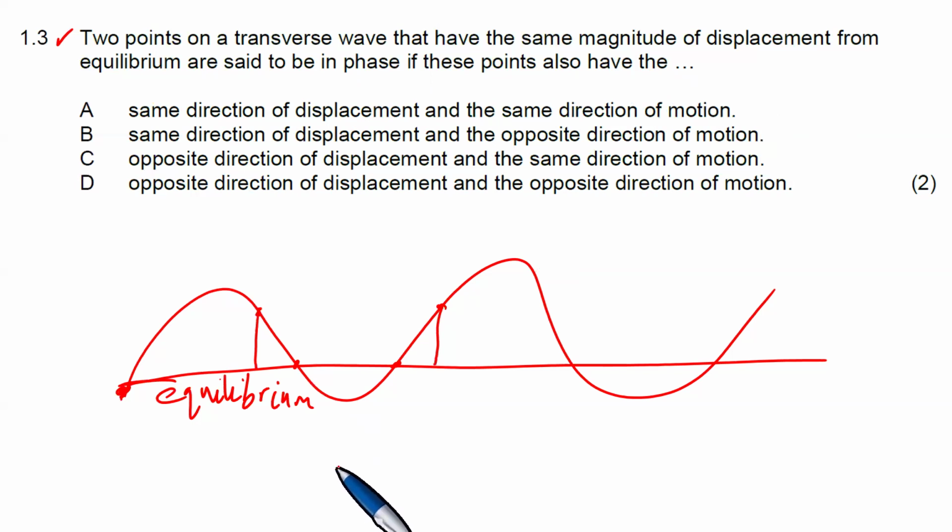Okay, so you think about B. I see A. Well done. A is the correct answer. If they have the same direction of displacement and same direction of motion, and therefore they're said to be in what? They're said to be in phase. So A is the correct answer. Next question.